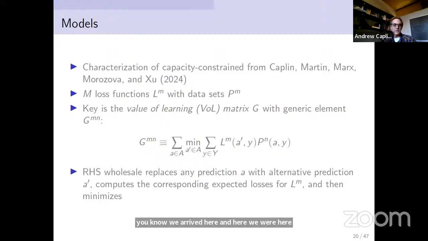But thank you. So we're going to vary loss functions and see how they impact the data. We're going to then do the following. What's cap G super M N? Well, what we're going to do is wholesale replace any prediction A with any alternative A prime. What we're doing is switching loss function M into the data associated with loss function N and minimizing losses in the switch.